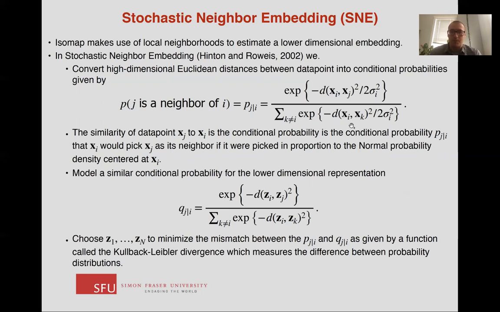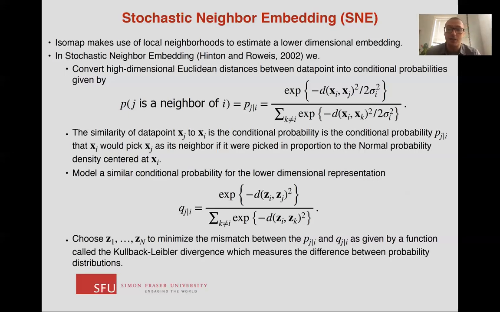I've posted a paper on Canvas that explains all the details here. So the idea, and I'll just read this here. The similarity of data point xj to xi is a conditional probability, pj given i, that I would pick j as its neighbor if it were picked in proportion to the normal probability density centered at xi.